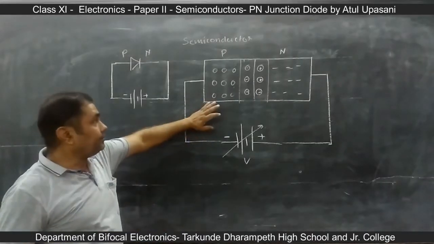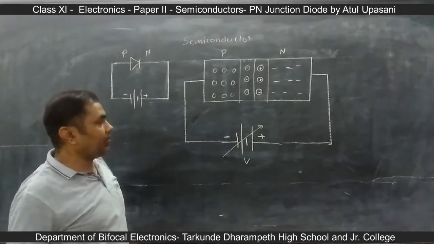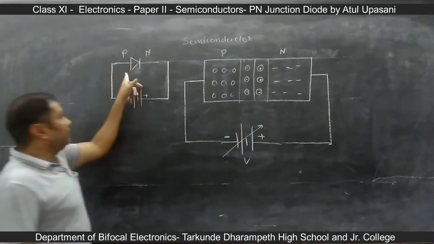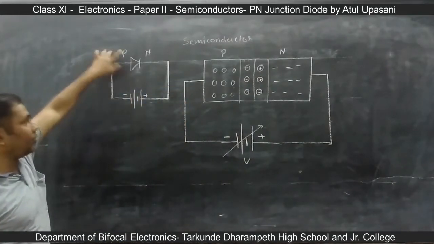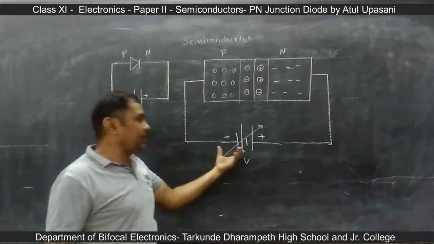Look here in the diagram. Here the P type is now connected to the negative terminal of the battery and the N type is connected to the positive terminal of the battery. In the same way, the anode is connected to the negative terminal and the cathode is connected to the positive terminal. Such type of biasing is called reverse biasing.